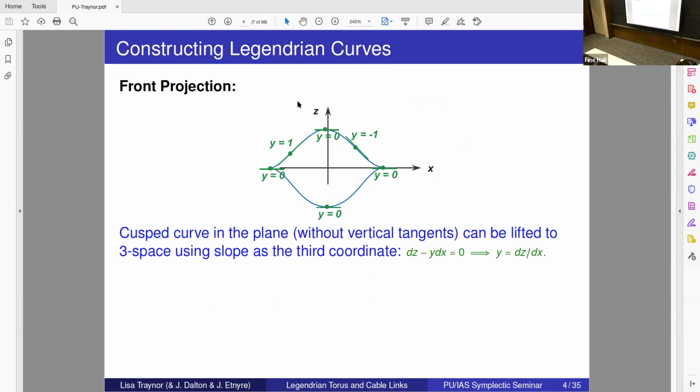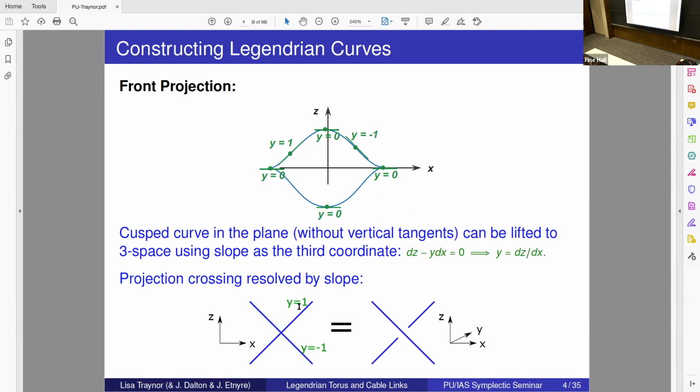This is in the XZ plane, and you have curves that have cusps on them. Cusp curves in the plane without vertical tangents, you can lift to 3-space as long as you use the slope as the third coordinate. So instead of just XZ, we make it into 3-space by adding the slope.